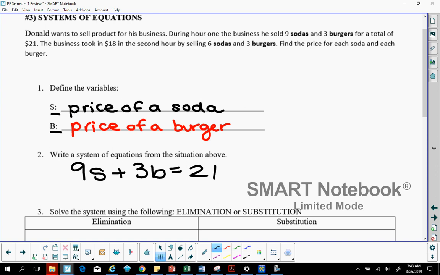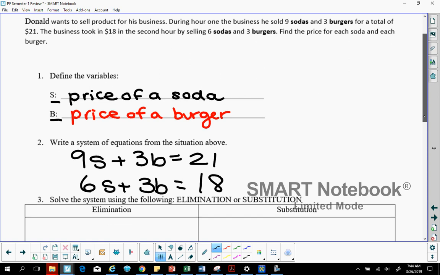Even if you're not going to use this one, still write it down because a lot of your milestone is systems, which kind of is a little stinky because we don't really go back to it that much. But most of your open-ended problems like that are going to be these systems. The second one is the business took in $18 for 6 sodas and 3 burgers. So those are my 2 equations. I get a point just for writing the equations.